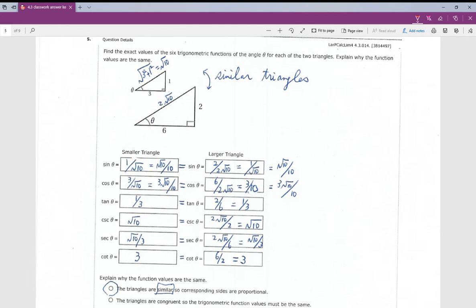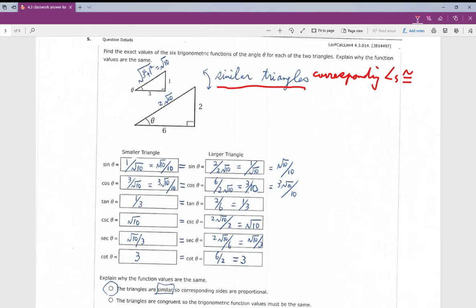Now, number five, that's section 4.2. We talk about similar triangles. So similar triangles have two properties. If two triangles have corresponding angles that are all equal, they are congruent, or we say equal so far.